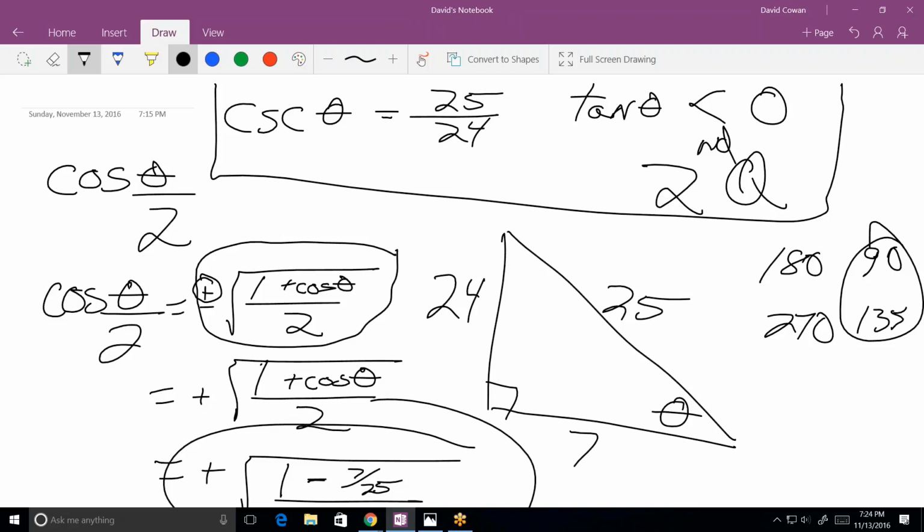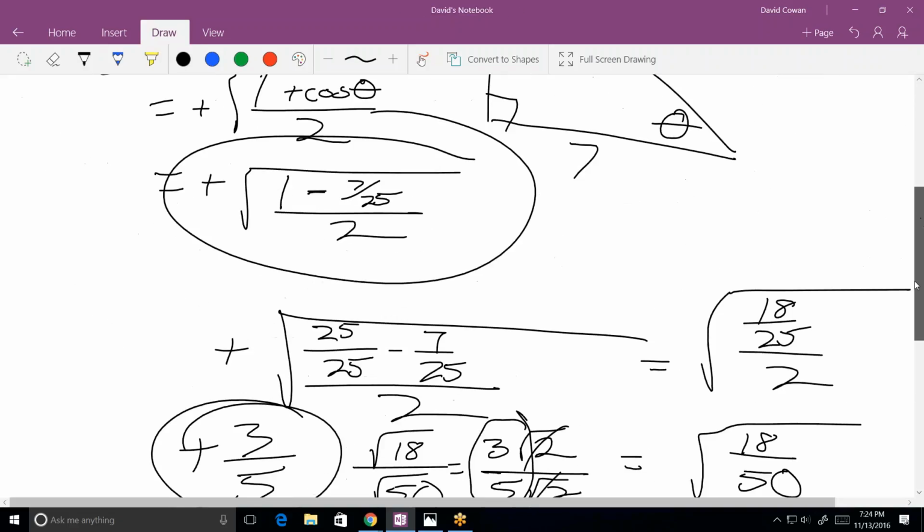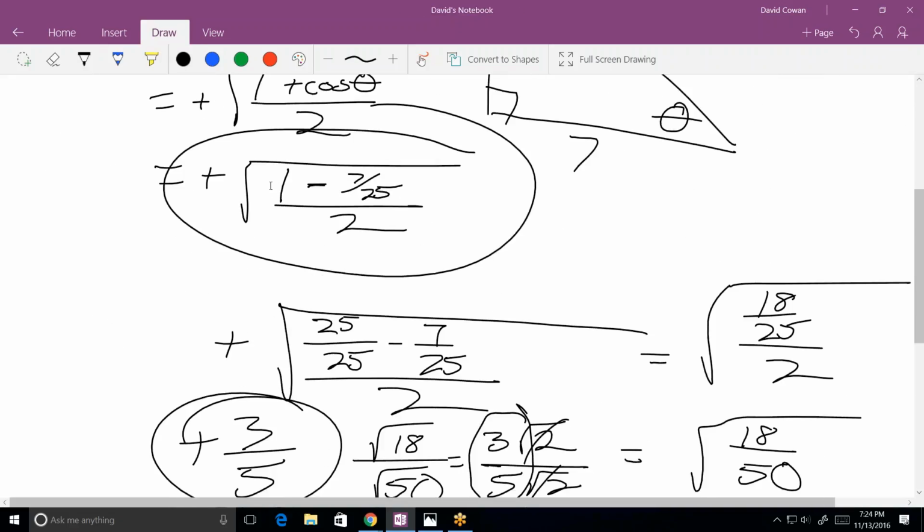Now you still have to figure out cosine of theta, which turned out to be negative because theta is in the second quadrant. So cosine of theta is going to be negative. And that's why we subtracted 7/25. And then you just have to do some sophisticated algebra. In other words, the main process here is subtracting those two numbers.